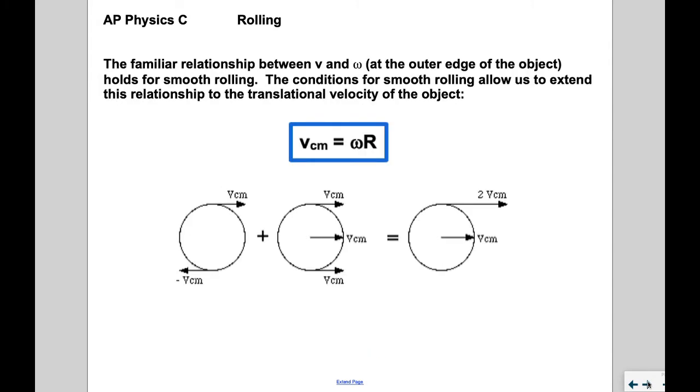So what that means is that in order to be undergoing smooth rolling, the relationship between the linear velocity and the angular velocity is a familiar one. The velocity of the center of mass has to equal omega times r. Once again, in order for these two velocities to cancel out, this has to be the case.